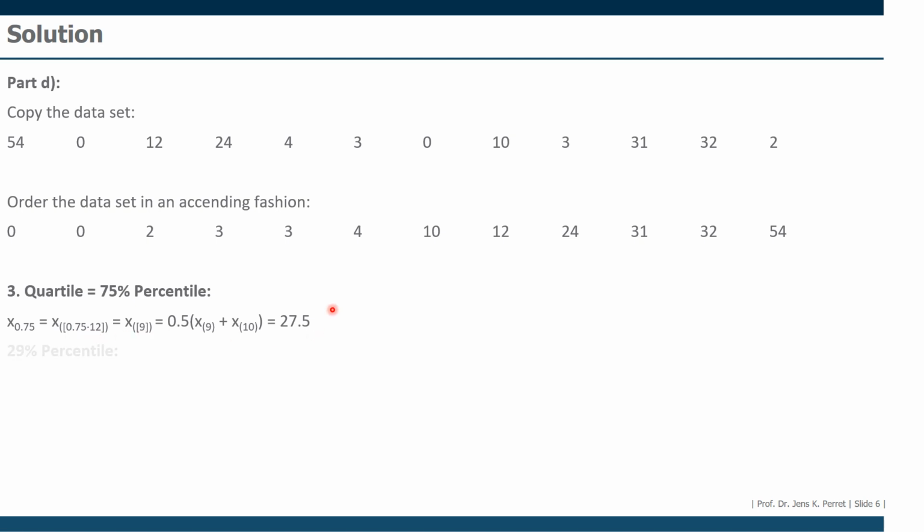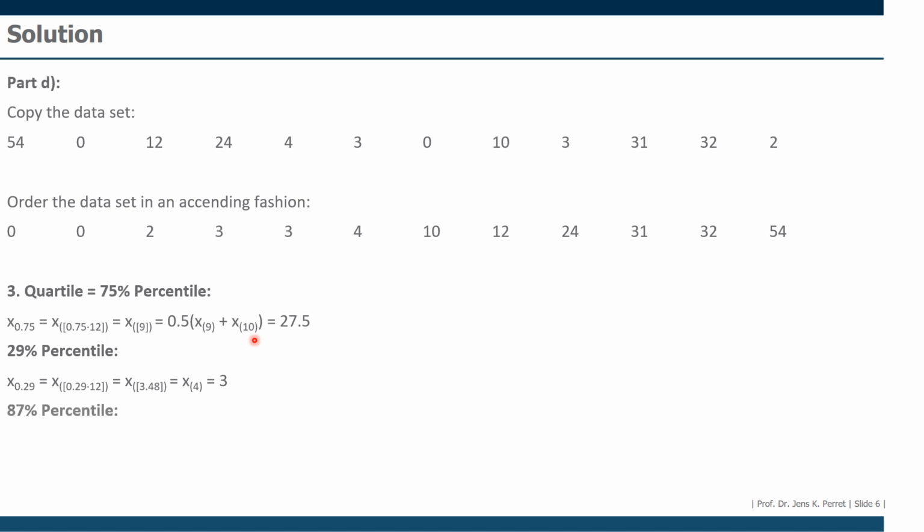We can see this with the second part as comparison. Here we have 29%, so we're working with 0.29. 0.29 times 12 is 3.48. It's not an integer, so here we round up to 4 and take the fourth observation. So only in a case that the result is an integer do we have to use this particular process to get our quantile, percentile, and so forth.